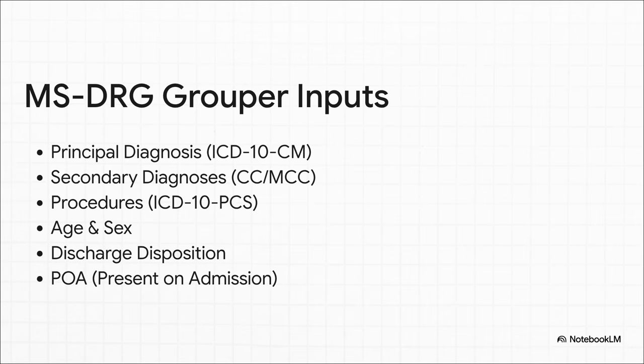It also factors in patient demographics like age and sex, the discharge disposition, meaning did they go home or did they go to a skilled nursing facility, and the present on admission, or POA, indicators. All of these distinct data points feed into the software to spit out the final relative weight and payment amount.